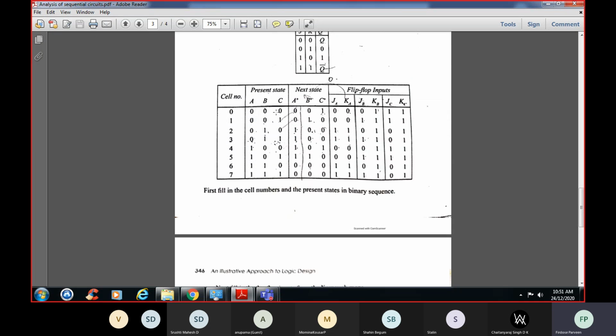So when the present state is 0, the next is 1. When it is 1, it is 2. When it is 2, it is 4. After 3 also it is 4. When it is 4, it is 5. When it is 5, it is 6. After 6, it is 0. After 7 also it is 0. If you want, I'll write here.